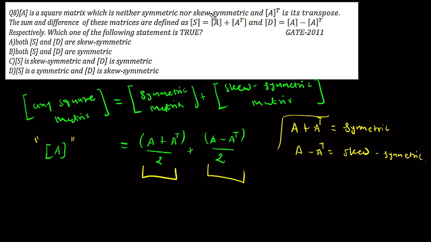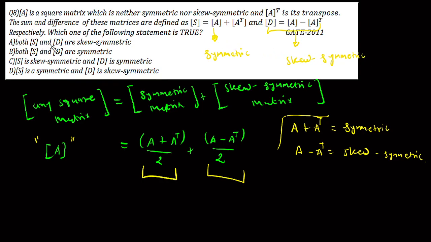Now here the S is defined as A plus A transpose, so I can say S is a symmetric matrix. And the difference D is defined as the subtraction A minus A transpose, so I can say D is a skew symmetric matrix. Now let's look at the options.